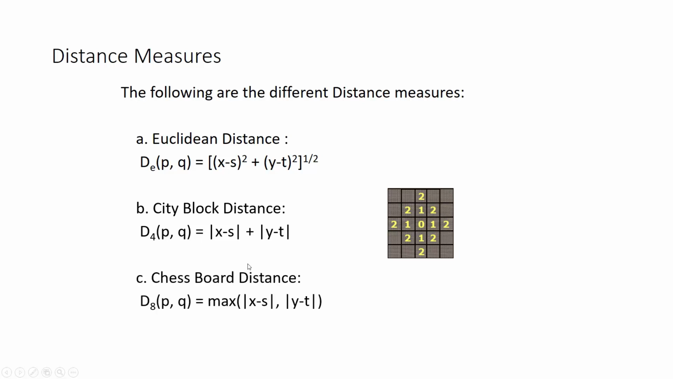Now next one is chessboard distance. So chessboard distance D8 of P, Q is equal to the maximum of mod of x minus s, mod of y minus t. It forms a square centered at P. So this one forms a square, then another square, then another square.